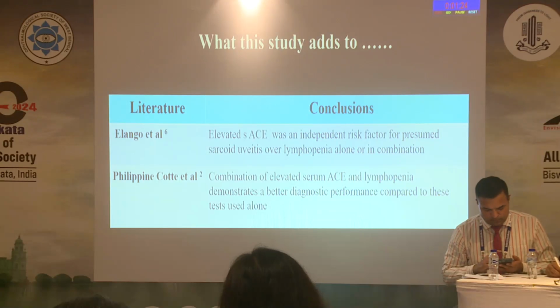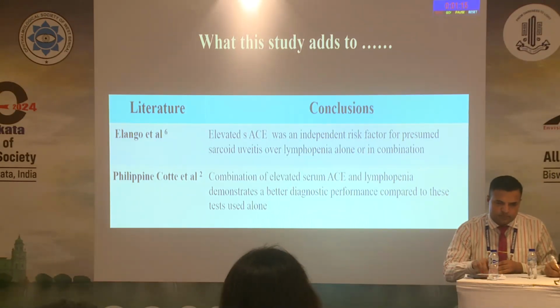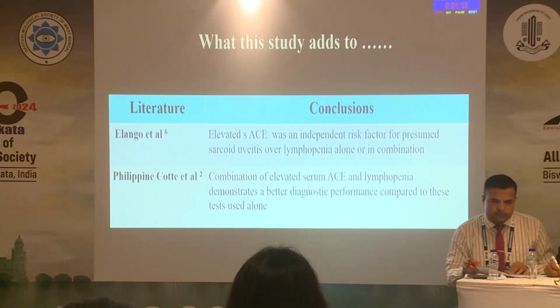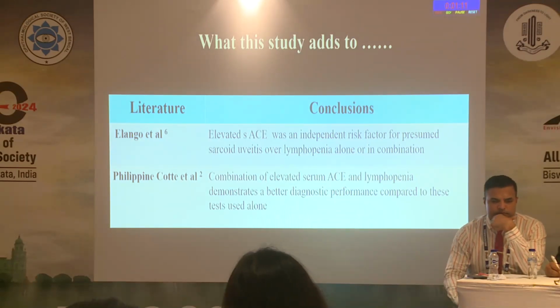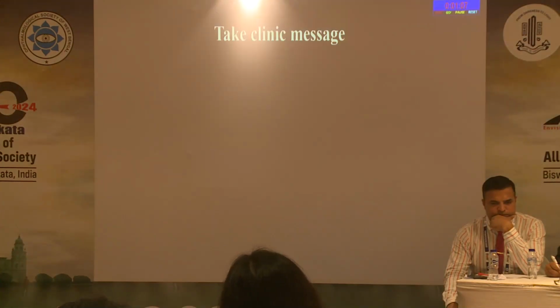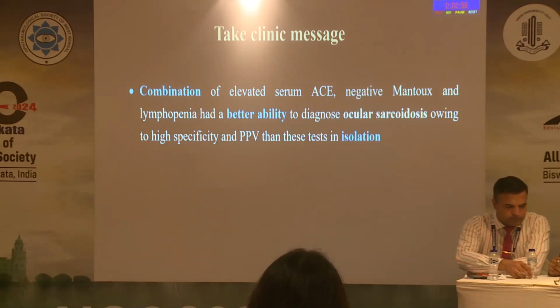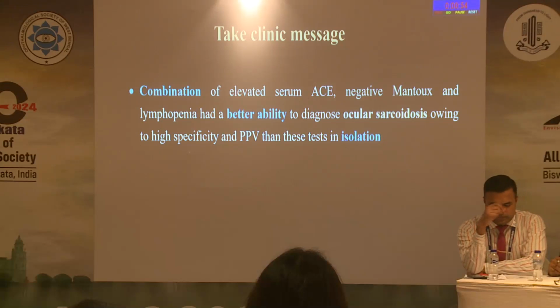What this study adds to: there was a study by Elango and Biswas et al. from South India which said ACE was an independent risk factor rather than lymphopenia or when used in combination. A study by Philippon et al. says combination of ACE and lymphopenia demonstrated a better diagnostic performance than these tests used alone. According to our study, combination of these three parameters, that is elevated ACE, a negative MAN2, and lymphopenia, had a better ability to diagnose ocular sarcoidosis owing to high specificity and PPV than these tests in isolation.